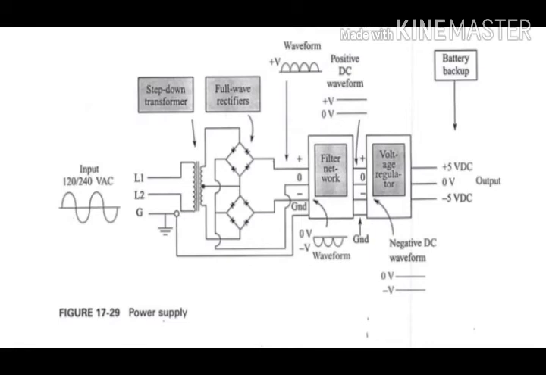The fourth section contains the voltage regulator. As we know, if there is any change in the input voltage, there is a little change in the output voltage also. But what is expected is that the DC should be constant, and therefore we use the voltage regulator, which regulates the voltage. So the power supply block diagram is divided into these four sections.